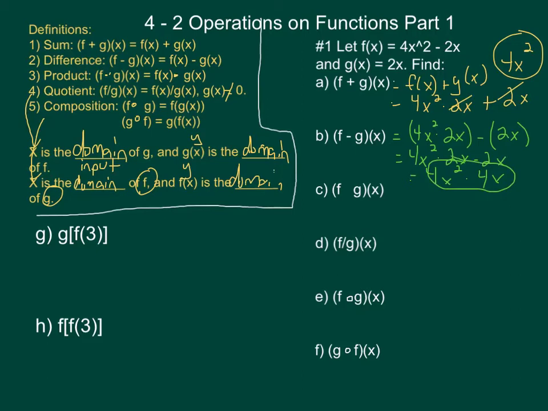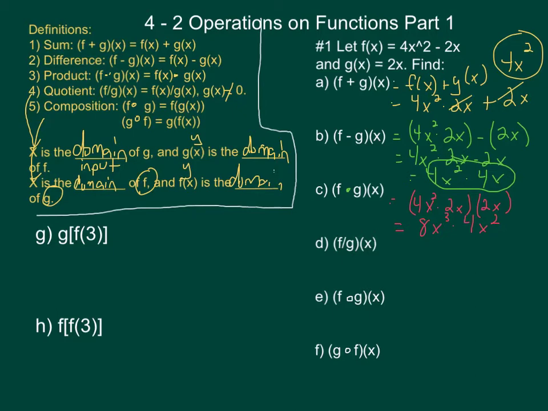In part C, I want you to multiply the functions. I'm going to do it in red. That means to take f of x, which was 4x squared minus 2x, times g of x, which is 2x. And here you just distribute. So you're going to get 8x to the third power minus 4x squared. And it's as simple as that. That's all you got to do. You're done. Alright, part D is a little bit trickier.